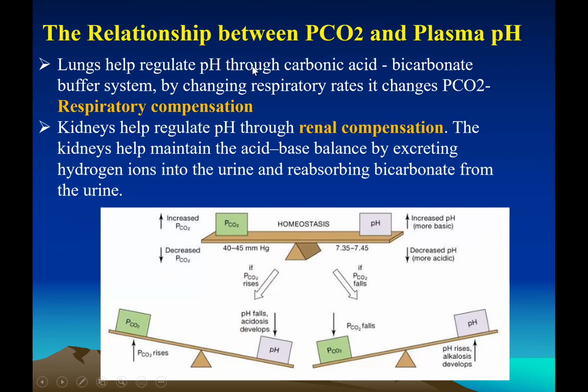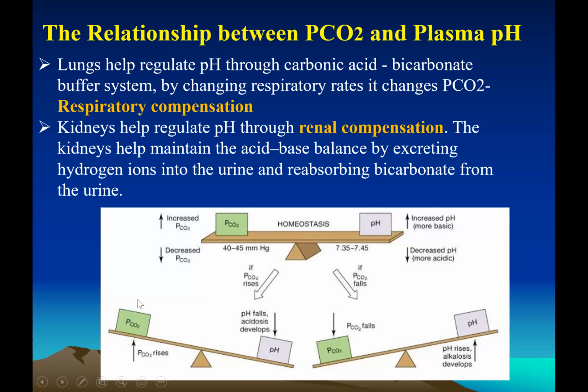Lungs regulate pH through the carbonic acid bicarbonate buffering system. By changing the respiratory rate, they can change the partial carbon dioxide content. Kidneys regulate pH through renal compensation. They maintain acid-base balance by excreting hydrogen ions and reabsorbing bicarbonate ions.